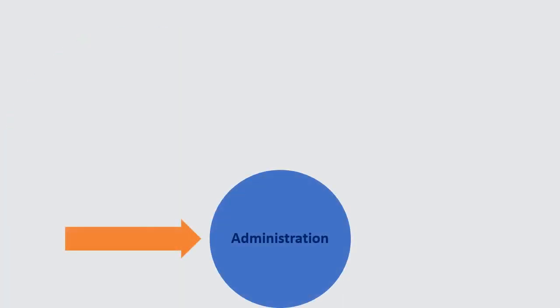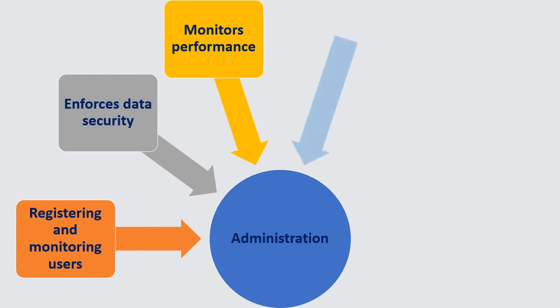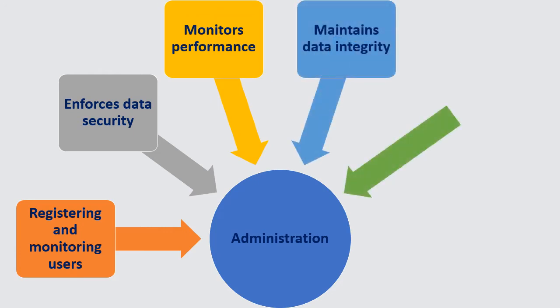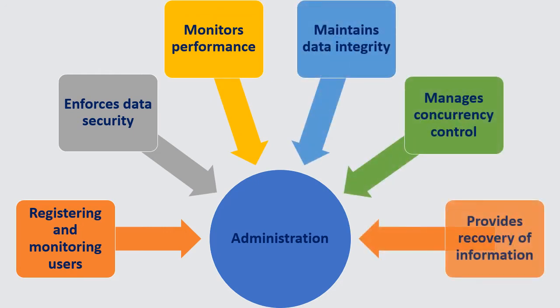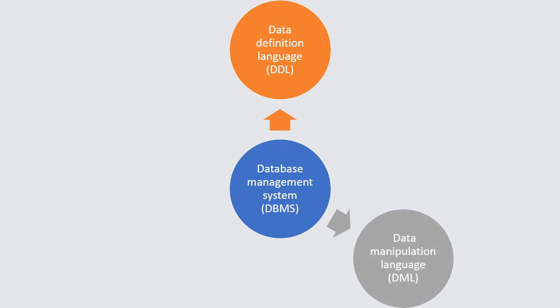Administration facilitates registering and monitoring users, enforces data security, monitors performance, maintains data integrity, manages concurrency control, and provides recovery of information in the case of an unexpected system failure. A database management system, DBMS, provides a data definition language, DDL, a data manipulation language, DML, and a data dictionary.